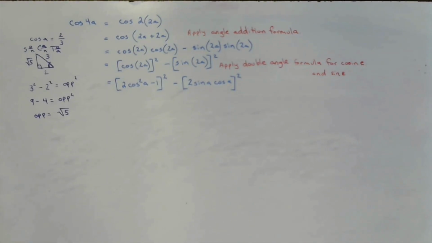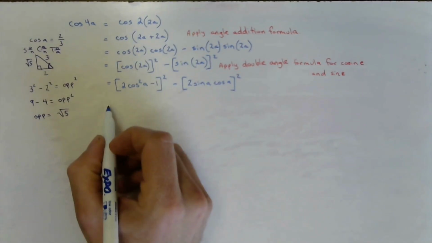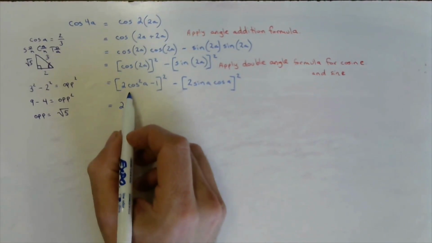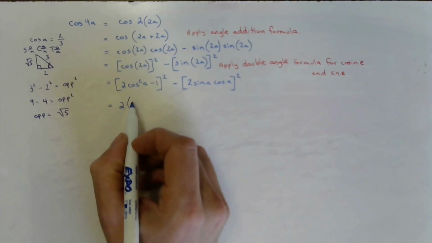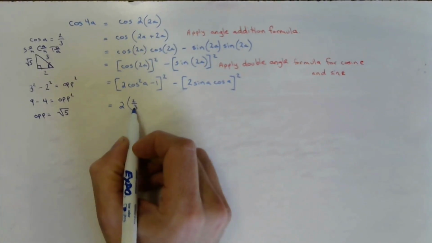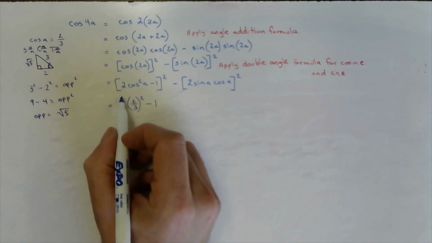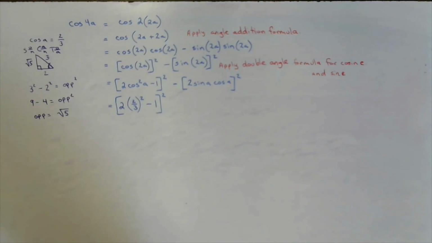Well, now we can sub that in for sine of A, and we already have what we need for cosine of A. So here we go. We have 2 times the square of the cos of A. So we're going to put the cosine of A, which we are told is 2 over 3, and we're going to square it, and we have minus 1. That's all inside those square brackets, which are still getting squared.